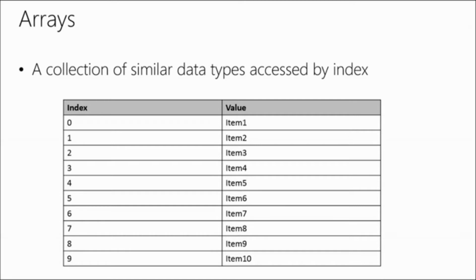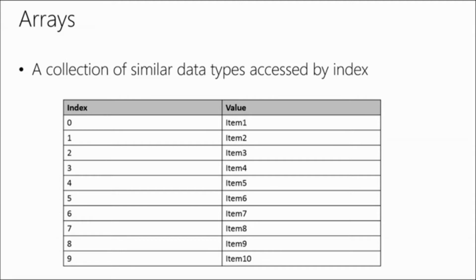So the array is the first one that we're going to take a look at, and you can consider an array to be simply a collection of similar data types. One of the aspects about arrays that we need to be aware of is they're designed to store the same data type. So in our array, we're typically going to be storing string values or a collection of number values, or as you get into object-oriented programming, you could store a collection of objects, but they typically are the same type. And arrays are accessed through indexes.